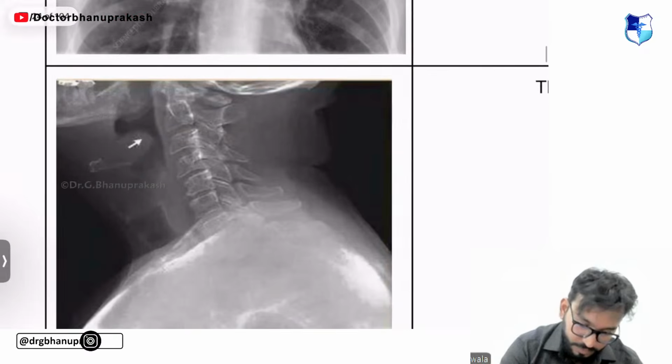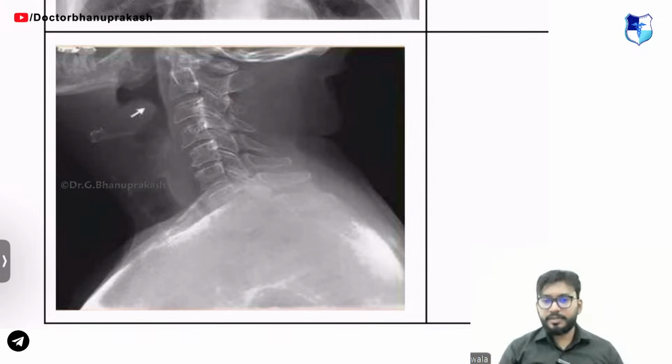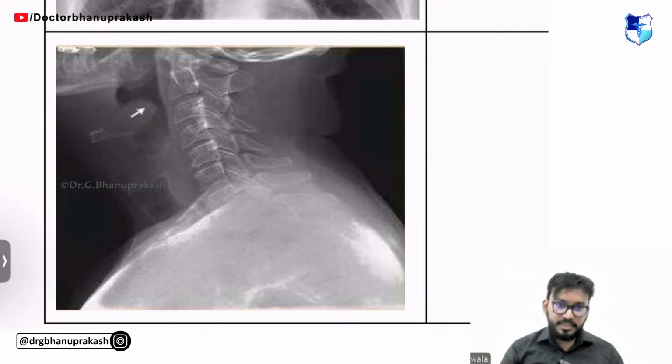Okay, guys, come on. A pediatric child, high grade fever, respiratory distress. What is this X-ray? Yes, you're right. It is the Monod sign.